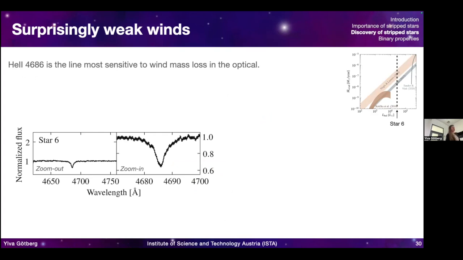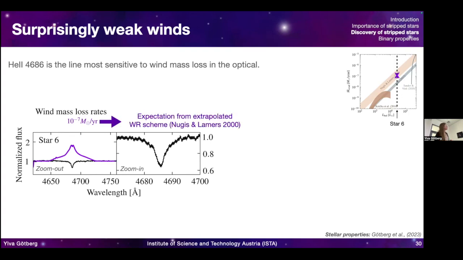But what we did so far was to look at an alpha line in the optical. This is helium 4686. Again, star 6, so that we feel comfortable. And it's an absorption feature. The extrapolation of the Wolf-Rayet wind mass loss scheme predicts an emission feature. So I thought this is probably a bit too high mass loss rate. So let's decrease it by a factor of 10.